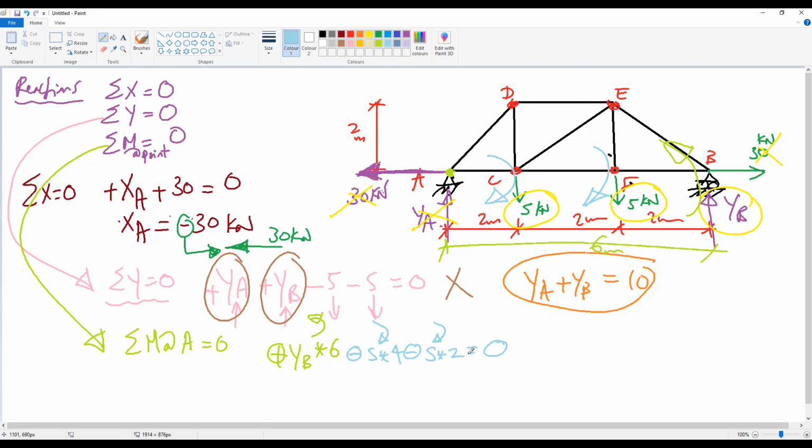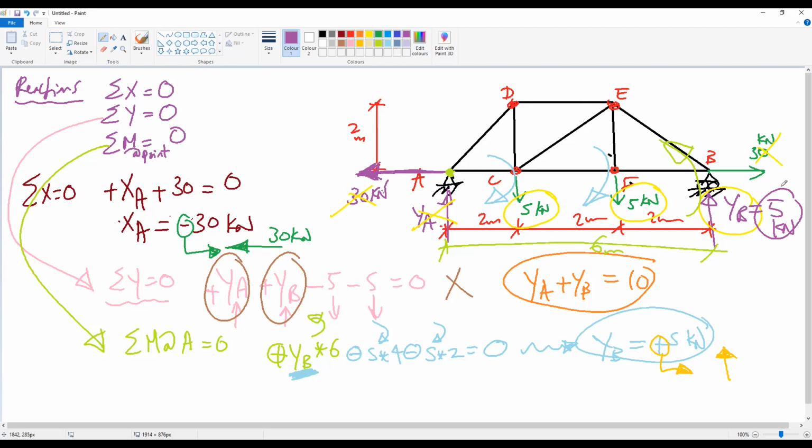From this equation, what is the only unknown we have? The only unknown we have here is YB. So from this equation, we will find that YB equals positive 5 kilonewton. What does positive mean? Again, positive is the direction. The direction up or down? Up, because positive is the upward direction of Y. So now we know that YB is equal to 5 kilonewton.